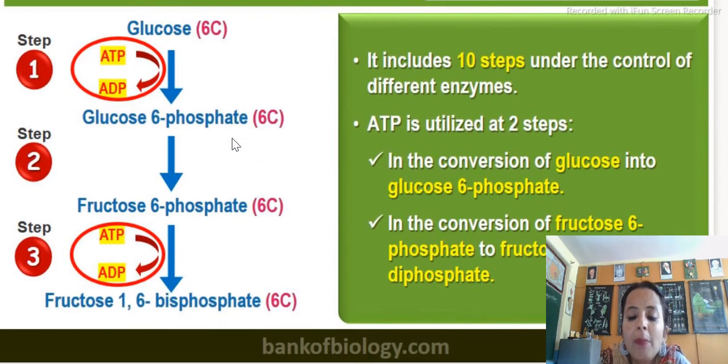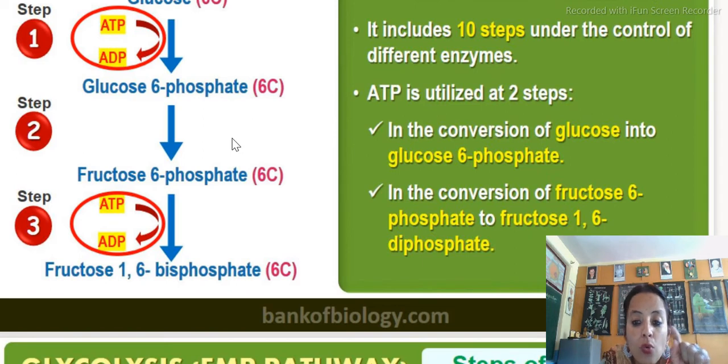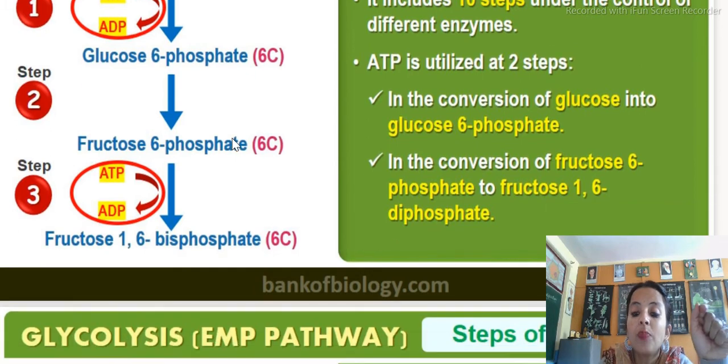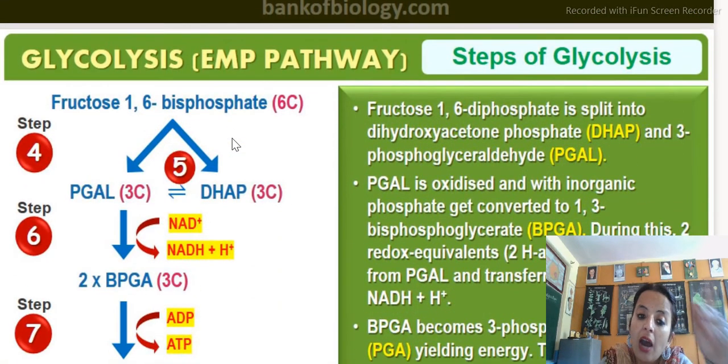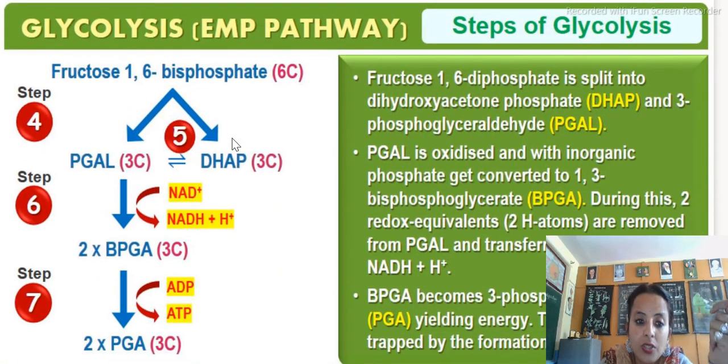After that, you have to remember that the process of glycolysis occurs in 10 steps. ATP is utilized in the first and third steps. Where glucose is converted into glucose 6 phosphate, at that time, and second, when fructose 6 phosphate is converted into fructose 1,6 bisphosphate, at that time we use the energy. After that we will form the energy.